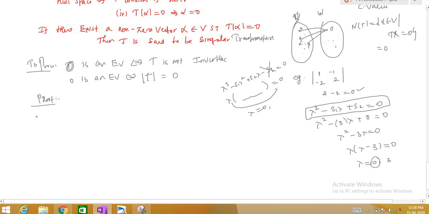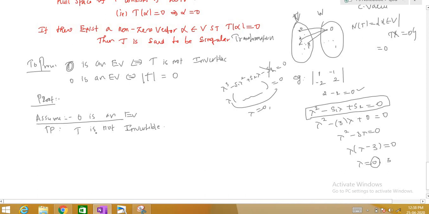So let us assume 0 is an eigenvalue. What we have to prove? T is not invertible, right? T is not invertible. So what we assumed is that 0 is an eigenvalue.